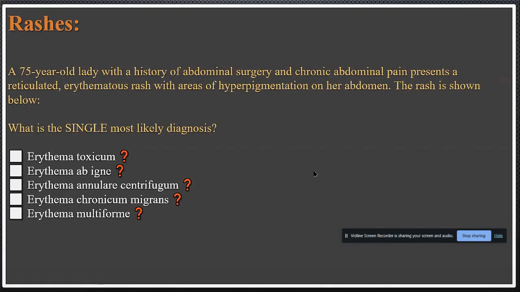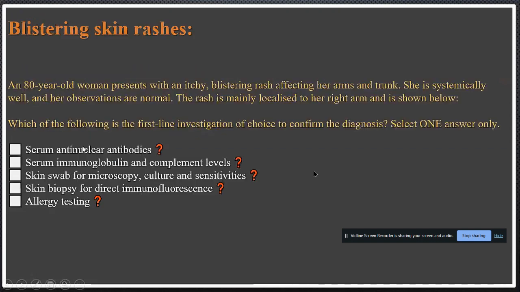Single most likely diagnosis? Erythema, option B, because of the history of chronic abdominal pain. So it's hot water. Okay. Yes. First line investigation to confirm the diagnosis.